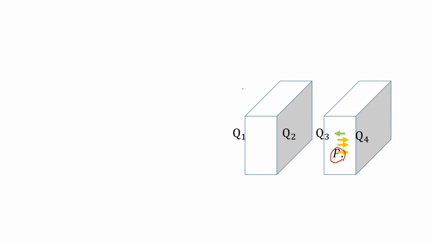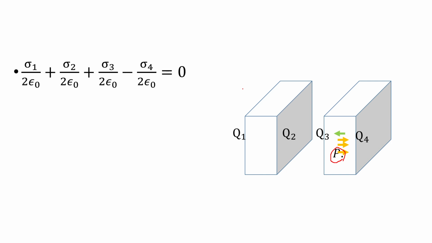So if we write the net electric field at point P, then due to Q1 it is sigma 1 by 2 epsilon naught, where sigma 1 is the charge per unit area. Similarly for 2 it is positive, that is sigma 2 by 2 epsilon naught. For third it is sigma 3 by 2 epsilon naught, that is in positive x direction, and fourth it is in negative x direction, that is magnitude sigma 4 by 2 epsilon naught.